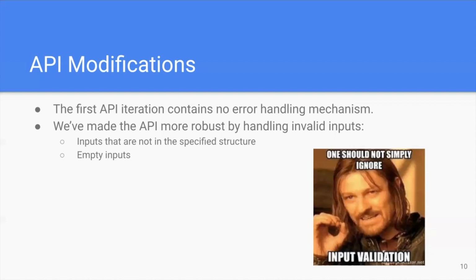Additionally, we've made the API more robust by handling invalid inputs. Previously, we just expected the user to give us the inputs in the correct format, but that's not always the case, and when the input is invalid, the server will crash. Now in this new iteration, if the inputs are not in the specified structure, like it's not JSON, or the JSON key is not correct, or the key-value pairs are not correct, then it will return an error, a code 400, back to the client. We've also made modifications to handle empty inputs. Previously, we didn't have that mechanism. Now we just return an error if the input is empty.